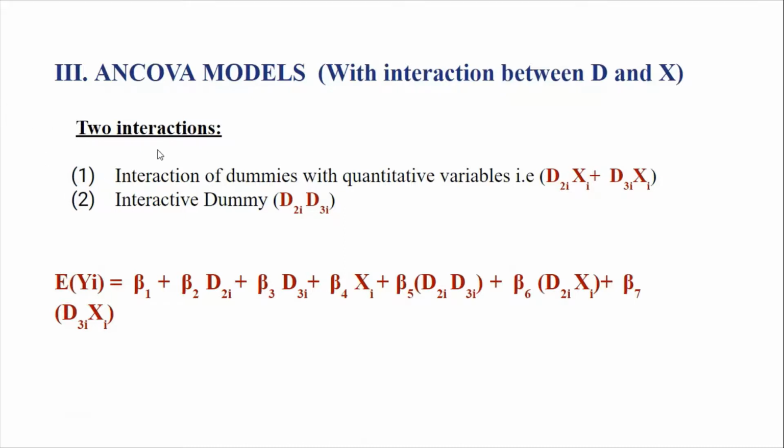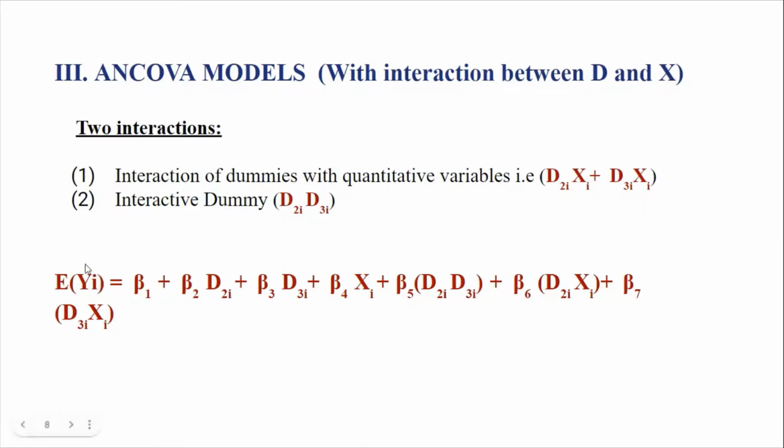The first interaction is the interaction of dummies with the quantitative variable, that is d2i xi and d3i xi. The second interaction is called the interactive dummy, because you are going to interact the dummies also. So if there are two dummy variables, there would be an interactive dummy for d2i and d3i.